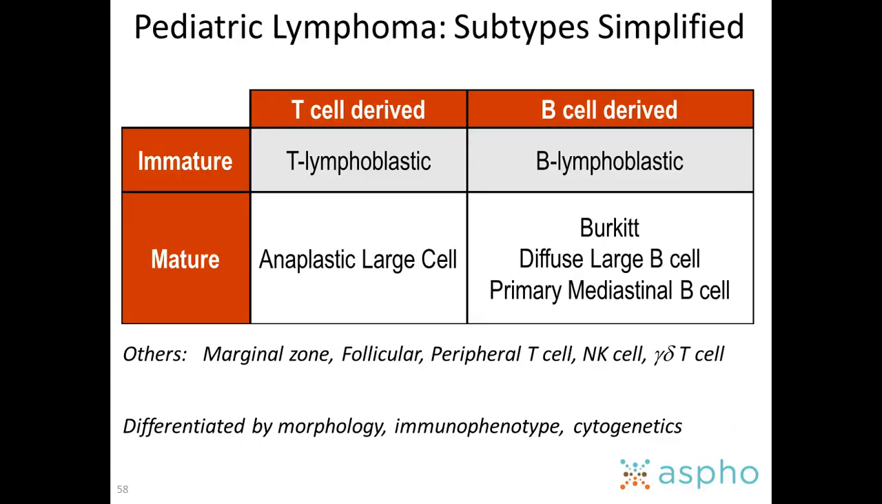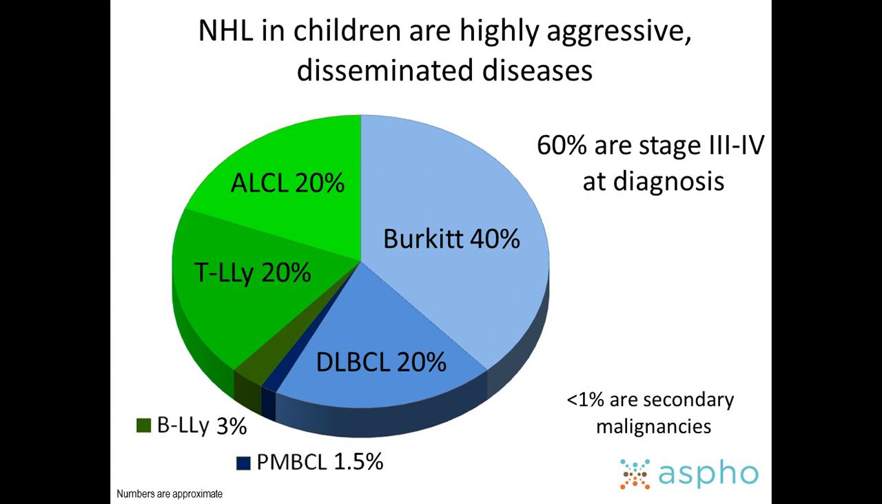So moving away from Hodgkin, these are the pediatric non-Hodgkin lymphomas, and again, this is a simplification. I'm not going to talk about the really rare ones, the marginal zone, the folliculars, the peripheral T cells. I'm just going to talk about the ones in the table, and again, they're differentiated by morphology, immunophenotype, and cytogenetics. It's important to know that unlike adult lymphomas, non-Hodgkin lymphomas in children are highly aggressive, disseminated diseases.